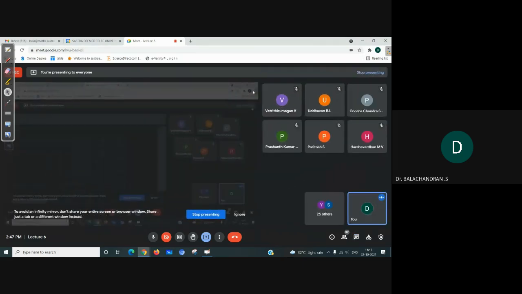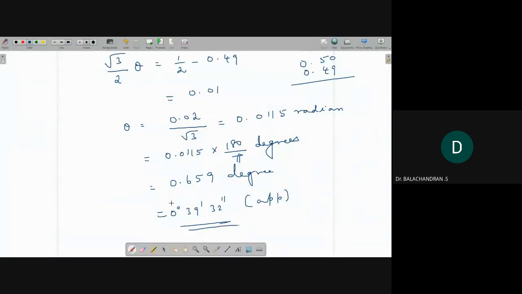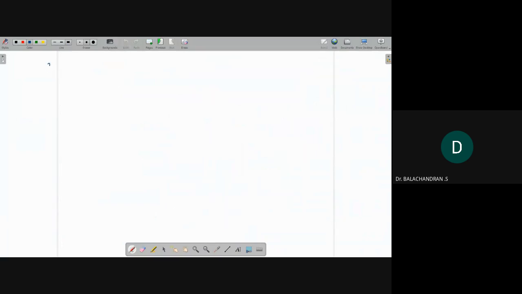Okay, 0.659. So third problem: if tan of pi by 4 plus theta equals 1.001, prove that theta equals 1 divided by 2001 radians.